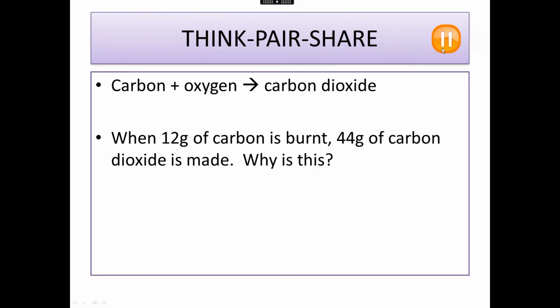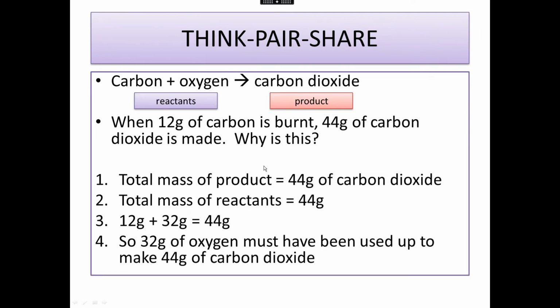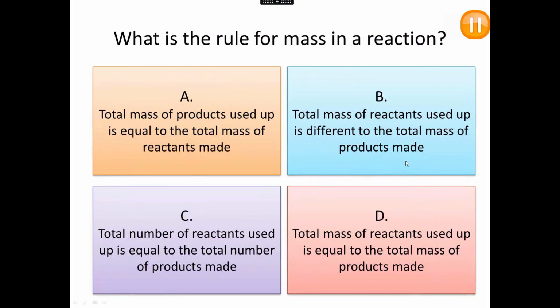Okay, let's see what I wrote. I said that the mass of product is 44 grams. The mass of reactant is only 12 grams. So 32 grams of oxygen must have been used to make it up to 44 grams of carbon dioxide, because 12 plus 32 equals 44. So 44 grams of carbon dioxide is made because the carbon reacts with 32 grams of oxygen. The mass of reactants and mass of products will always be equal in any reaction.